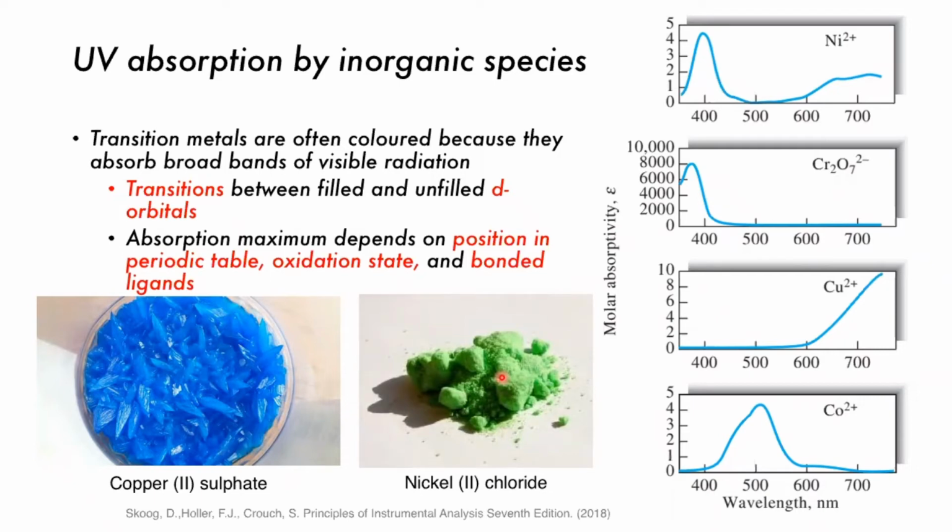And you see these colors are caused by the transitions between the unfilled orbitals and the filled orbitals. So in the previous examples, we were looking mostly at molecular orbitals. Here, we're looking at atomic orbitals. In conjugated systems, we were dealing with molecular orbitals, which were filled or half filled.